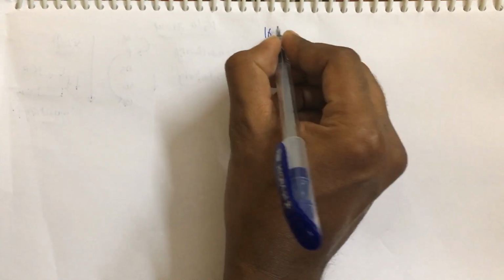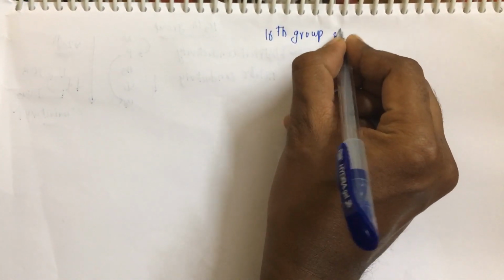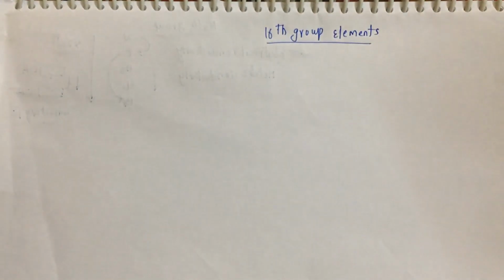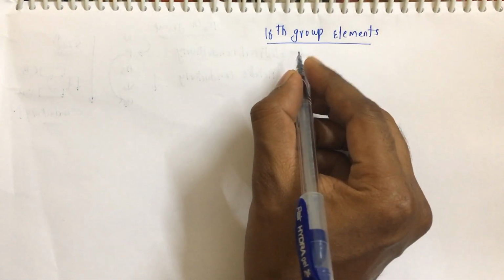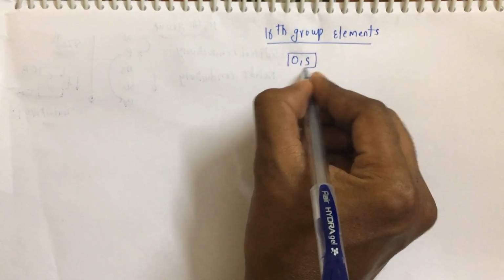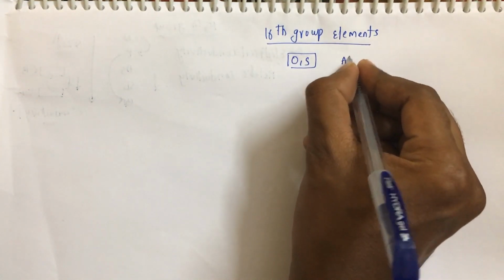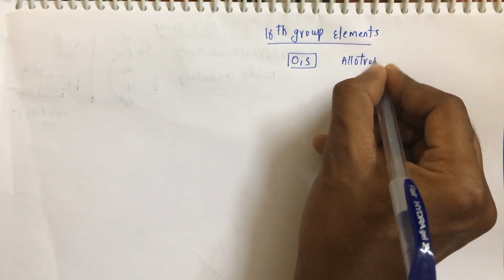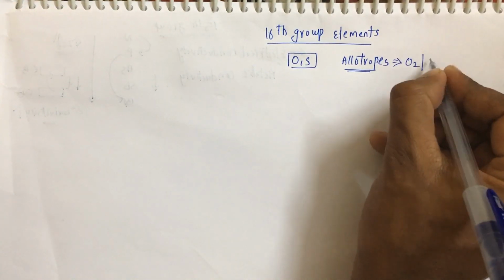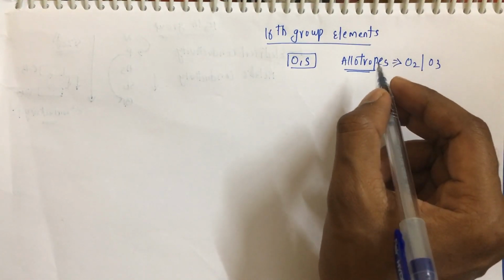So next we have 16th group elements. In this 16th group, the main important elements are oxygen and sulfur. These two are very important, and we have to know about the allotropes of oxygen. Those are O2 and ozone. Molecular oxygen and ozone are the allotropes of oxygen.